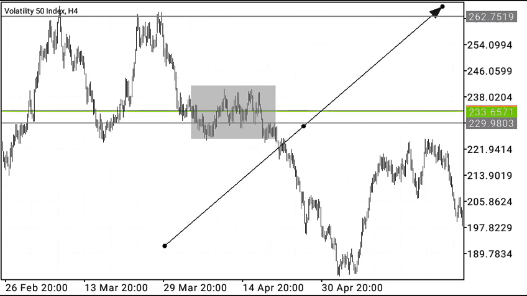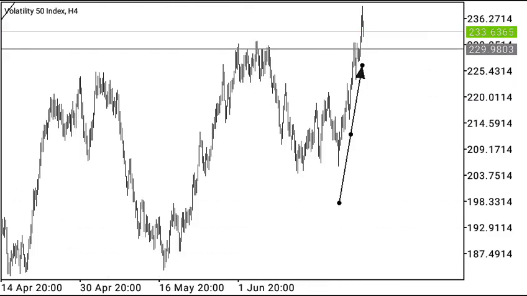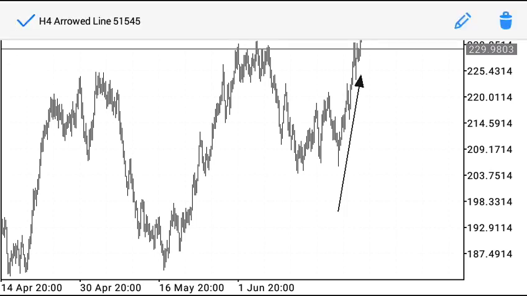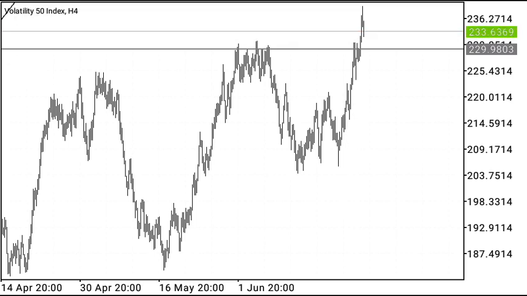You see, it was holding here and it held it here. So immediately when it gets here again, guys, you just sell. But you don't sell it blindly. You wait for confirmation for sell, you sell, guys.